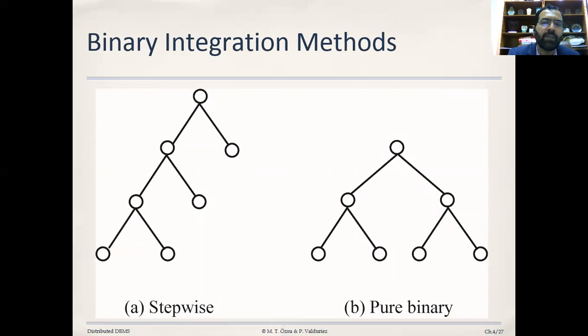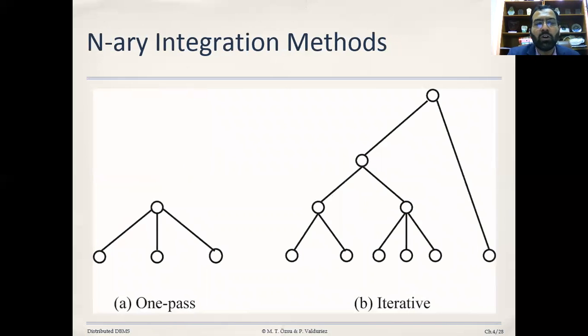So if you go stepwise, on the left hand side you can see in picture A, this is the first step, this is the second step, this is the third step. If you go for the pure binary, it means every node has two nodes. When these two nodes are resolved, then these two nodes, then these two nodes, and so on and so forth. So either you go for the stepwise or the binary approach, or the one pass or the iterative.